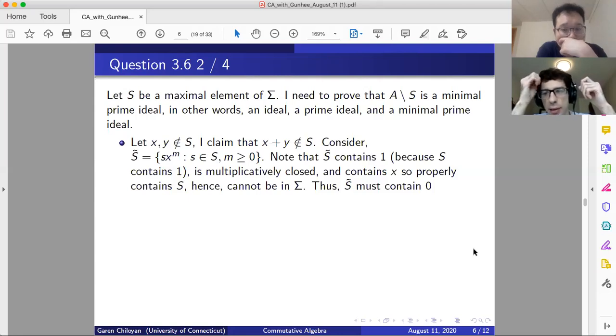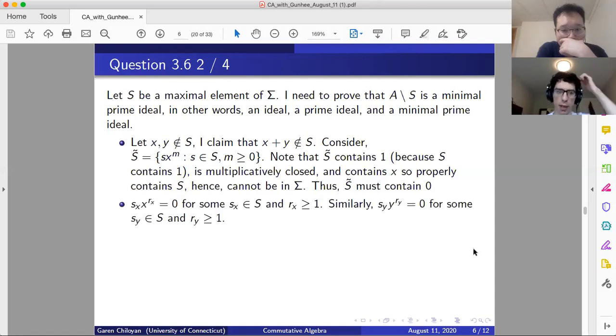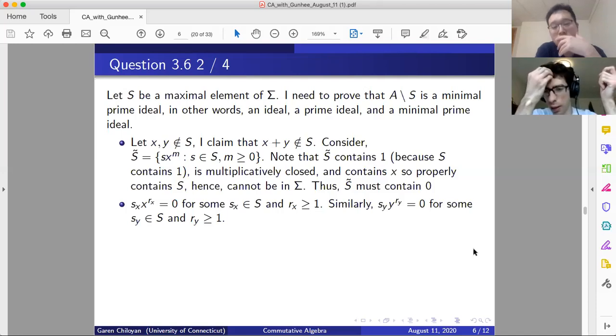So that means S tilde has to have a property that is not in sigma. That property, in this case, has to be that it does not contain 0, because S tilde is already multiplicatively closed. There's only one way it's not in sigma. That's if S tilde contains 0. So what does that mean for S tilde to contain 0? That means that there's some Sx and some power Rx such that Sx times x raised to the power of Rx is 0, for some Sx in S and some integer Rx.